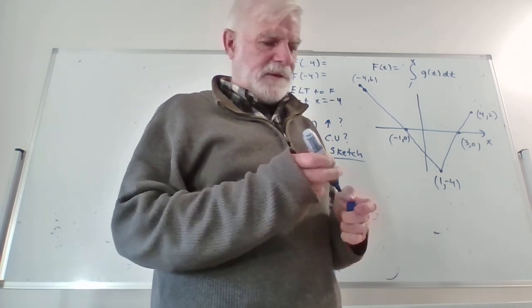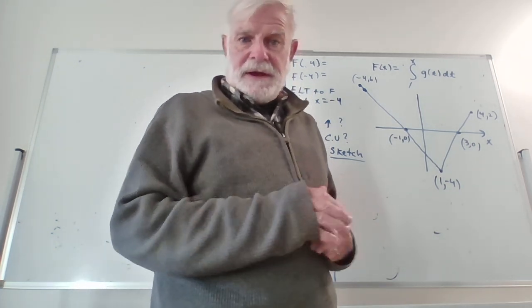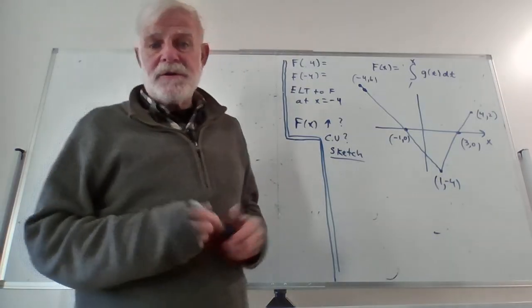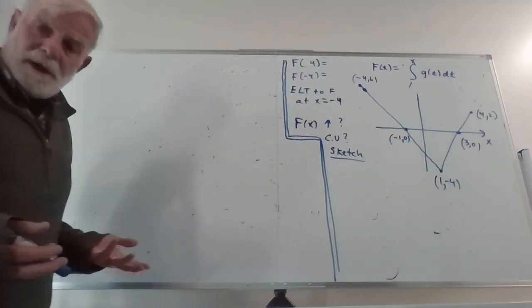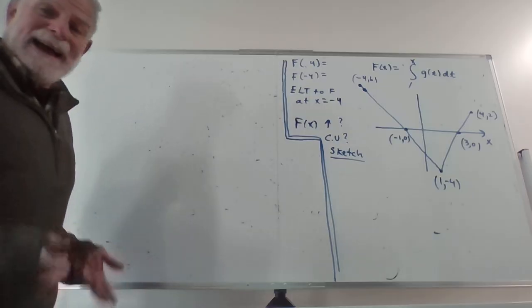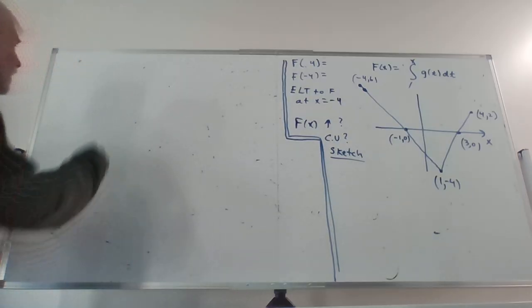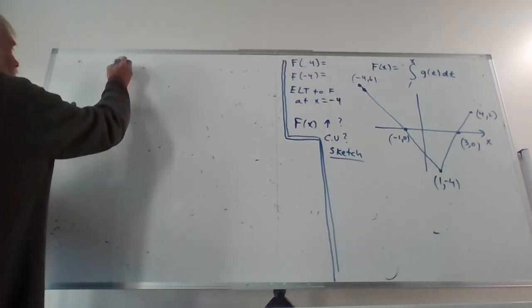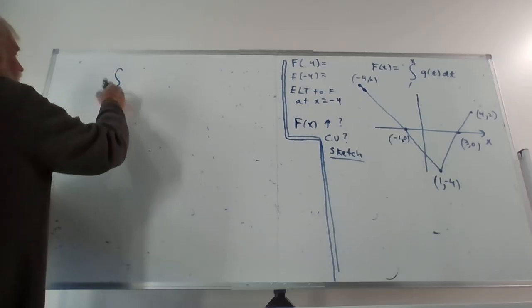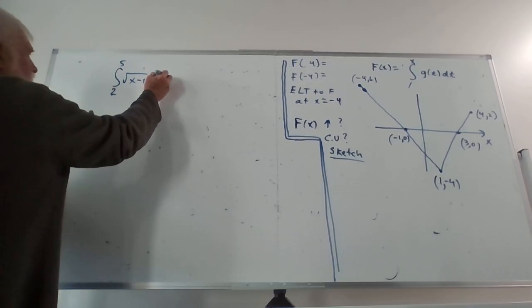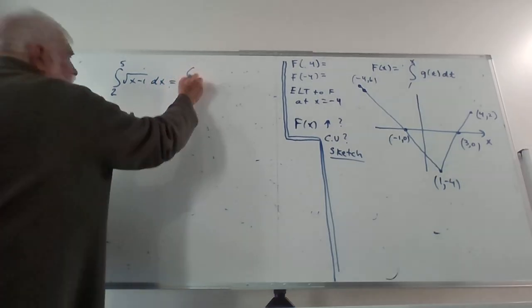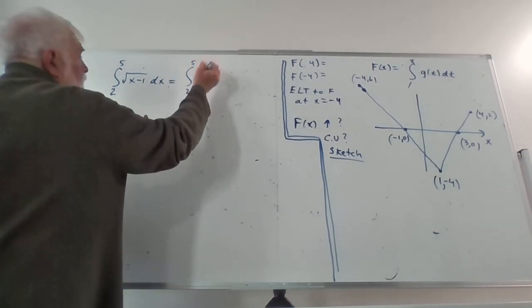Okay, from yesterday's lesson set, I said I would introduce the topic of changing the limits of integration. So let's do it, with a simpler problem, the exact one you did yesterday. We're going to integrate from 2 to 5 of the square root of x minus 1 dx.